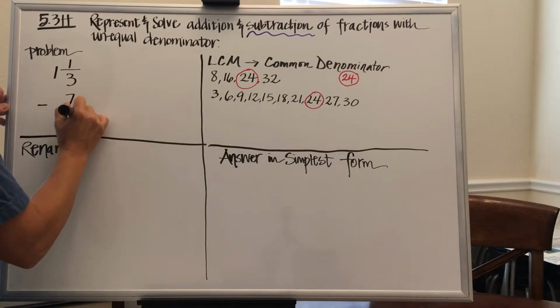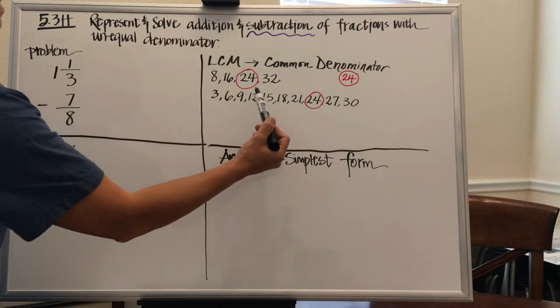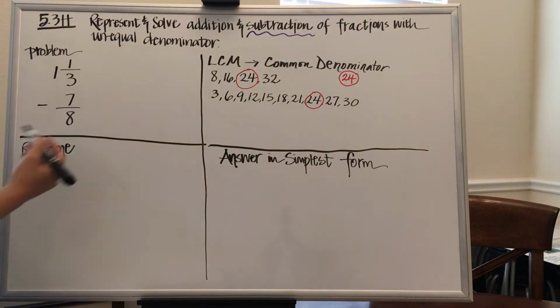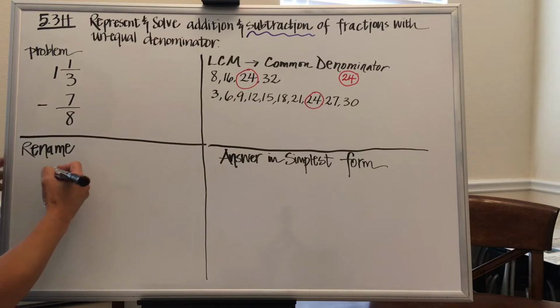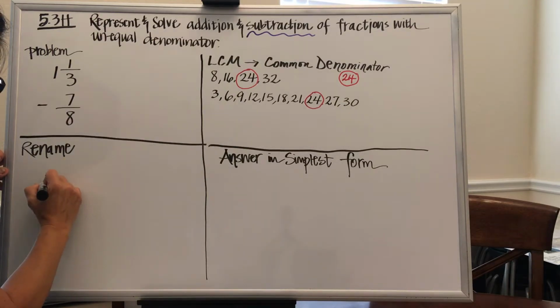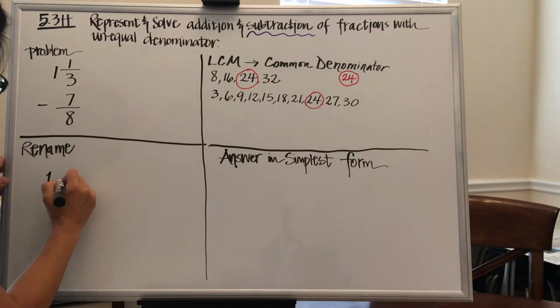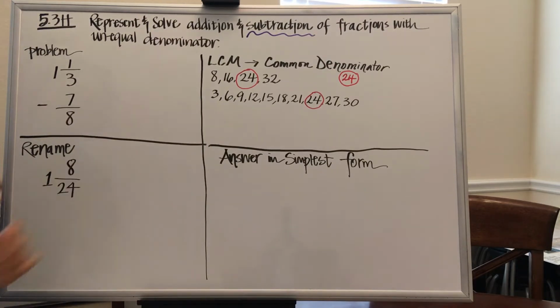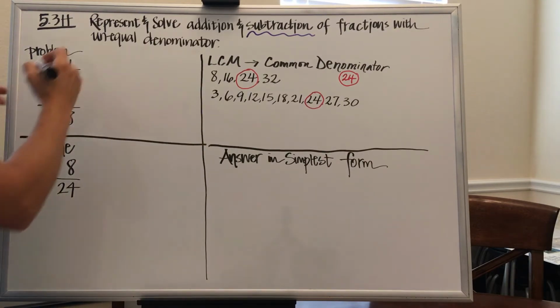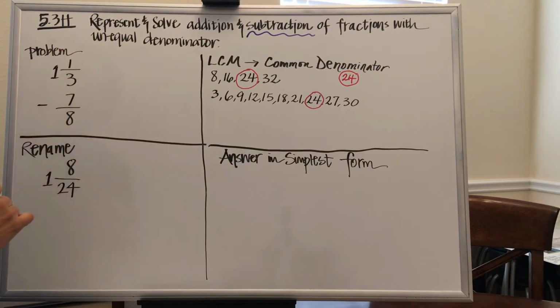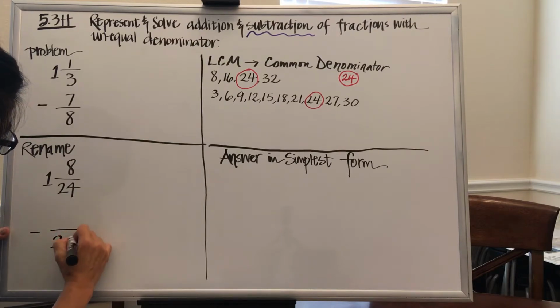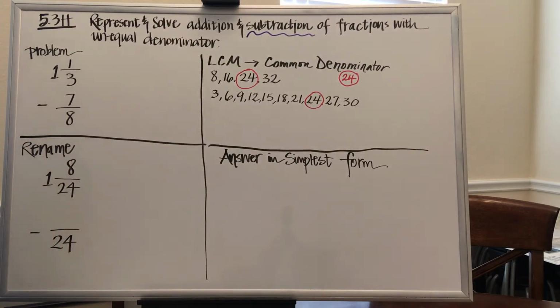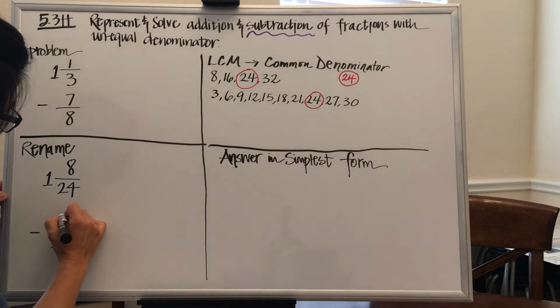Okay, so by that we already know the common denominator is going to be 24. So we're going to jump down to step number 3. We're going to rename 1 and 1/3 into 1 and 8/24. Okay, keep in mind I have a 1 here. It must come down with me. Don't leave it and forget about it. Now I'm going to subtract, again renaming this to 24th as the denominator. 7 times 3 is 21.